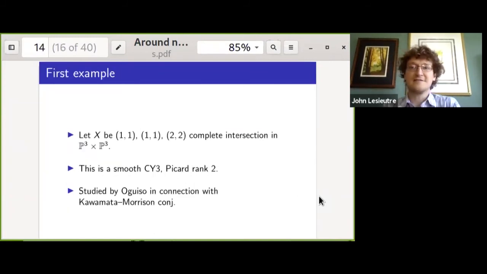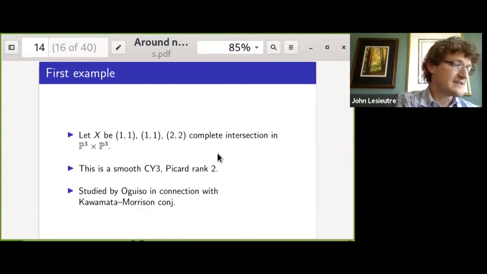So here's what we're going to look at now. This is an example that I learned from a paper by Oguiso, who did a lot of the calculations, so I didn't have to. So we're going to take a complete intersection of hypersurfaces in P3 cross P3, which are of types (1,1), (1,1), and (2,2). All right, so by adjunction, that's a Calabi-Yau threefold. It's going to be smooth as long as you pick these things generally. The Picard rank will be 2 as long as you pick these things generally. So Oguiso proved that this thing satisfies the Kawamata-Morrison conjecture, if you know what that is, the cone conjecture. On the way, though, he also did the calculation that I need to.